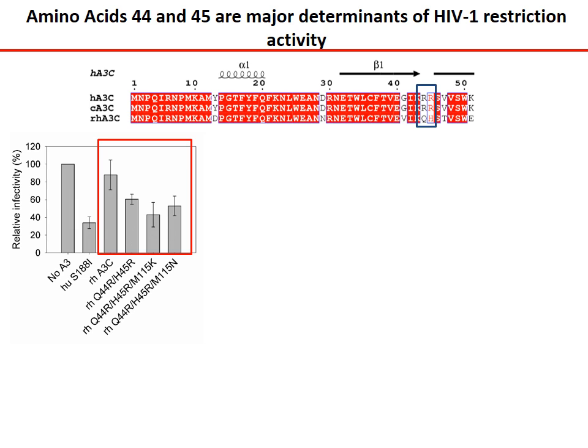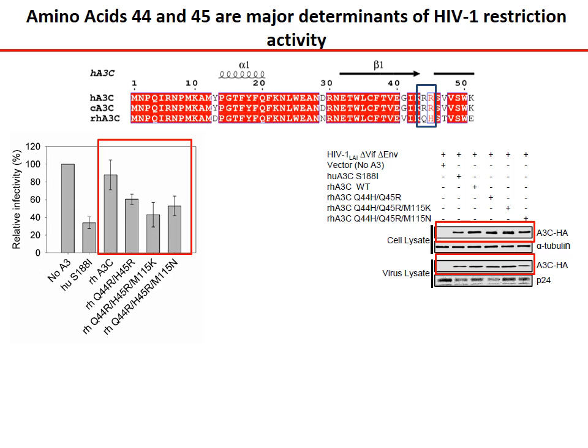We found that all the mutants have around 2-fold more restrictive activity against HIV-1 than wild-type rhesus A3C. However, they were still not as restrictive as human A3C S188I. Again, the expression level of all constructs was similar and all of them encapsulated in virions at similar level.